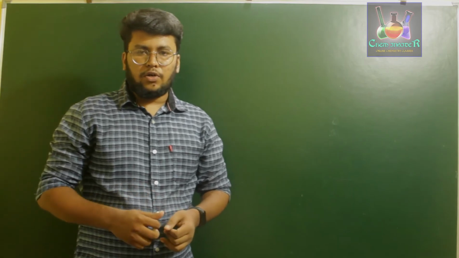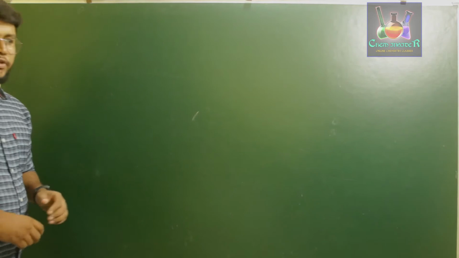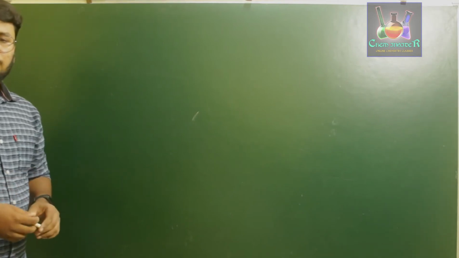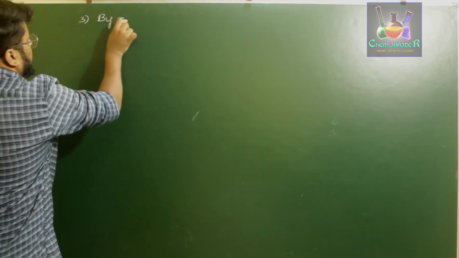primary and secondary alcohols. And now in today's class we are going to discuss two more methods of preparation of alcohol. That is, the third one, by reducing carboxylic acid.